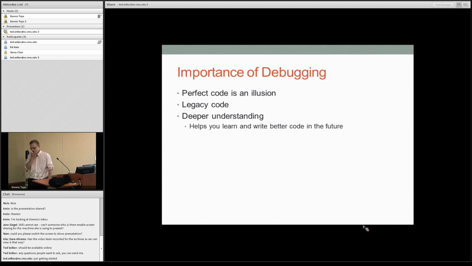Here are 3 bullet points that also tie into the importance of debugging. Perfect code is an illusion. I'm sure, as software engineers, we don't like to hear that because we're all perfect software engineers. We don't write any bugs, right? And that may very well be true. I'm pretty sure everyone in this room is an excellent software developer. However, we get put into conditions or scenarios sometimes that don't necessarily enable us to do our best work.